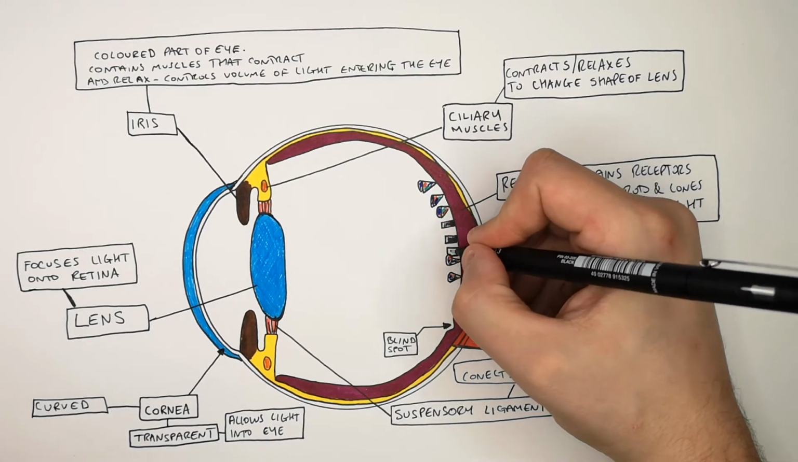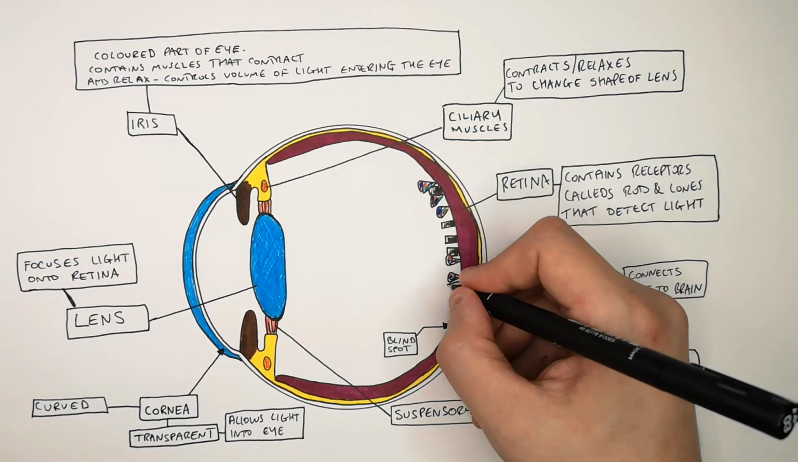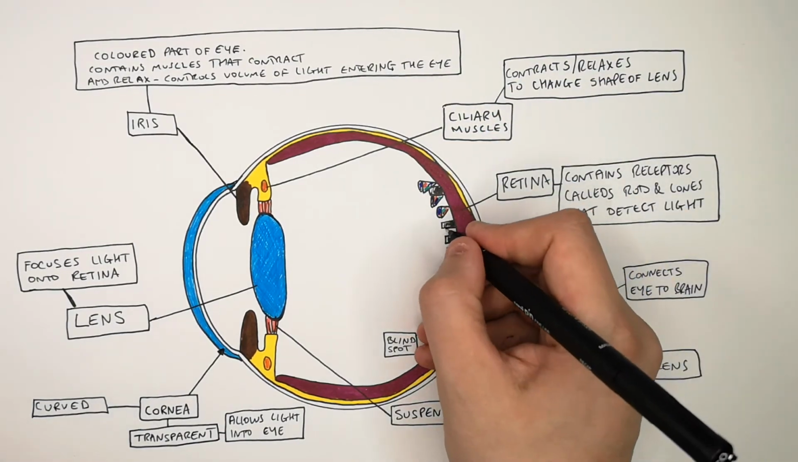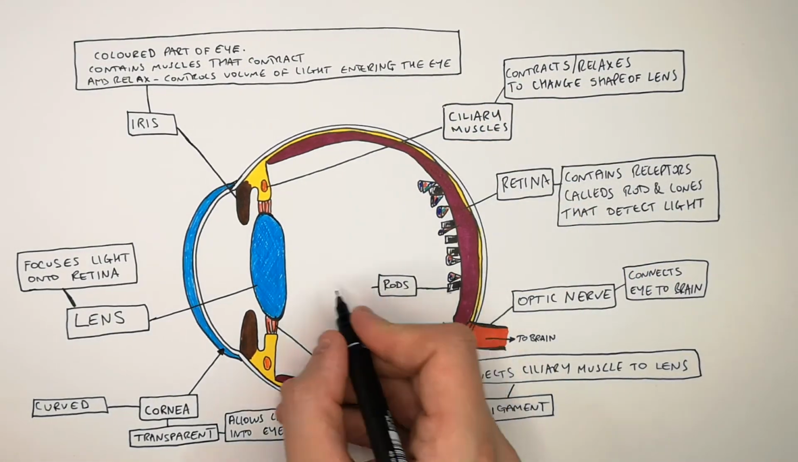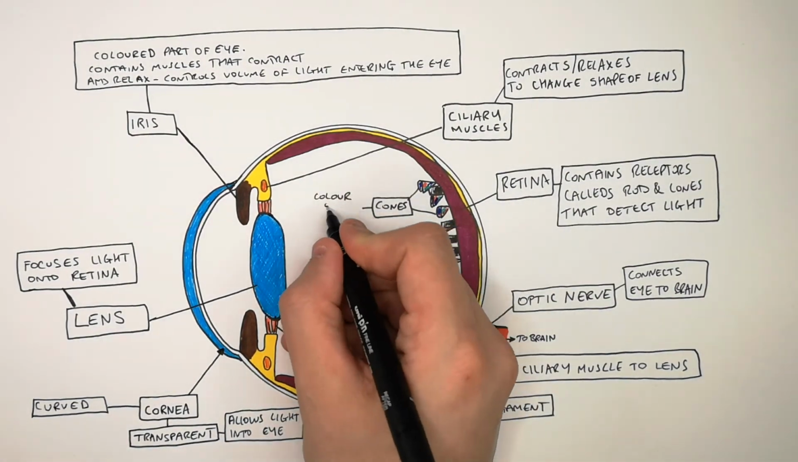They do not detect black and white light. They do not detect the color of the light. They detect how intense the light is. So remember, rods detect light intensity, whereas cones detect the color of the light.